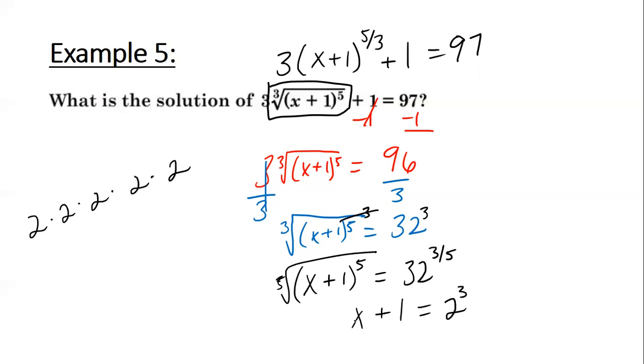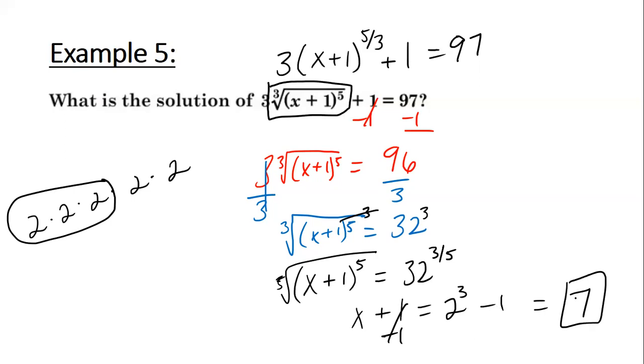All right, what's left to get x by itself? Minus 1. So what does x equal? What's 2 to the third minus 1? What's 2 to the third? 2 to the third means 2 times 2 times 2. What is that? 8. What's 8 minus 1? 7. So my answer is 7.